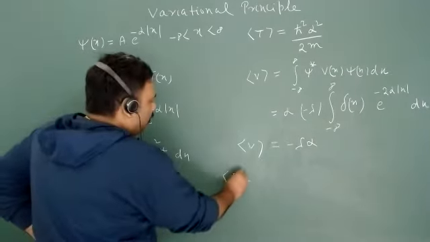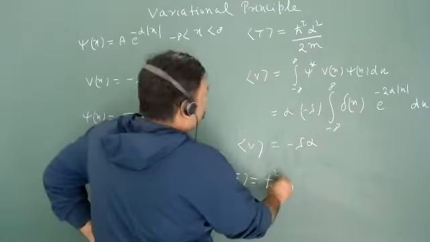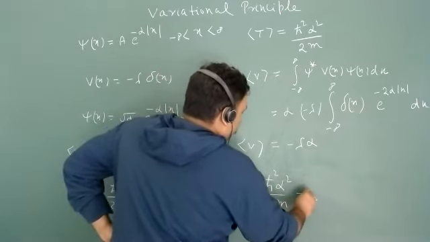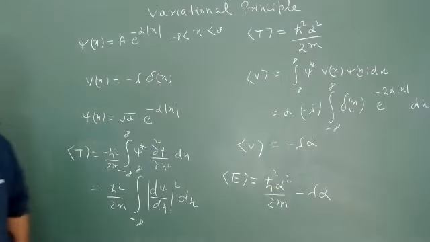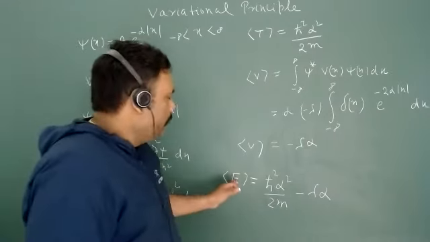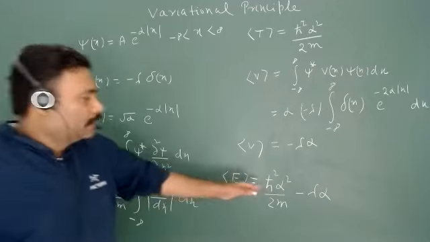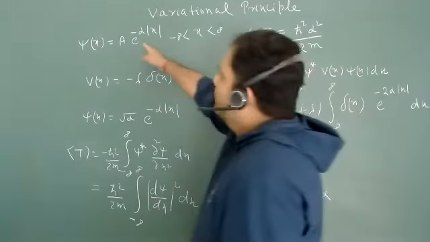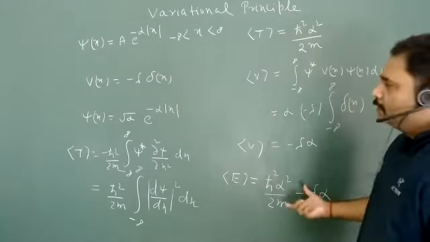Now we have to write the total energy. What is my total energy? My total energy E is equal to h cut square alpha square upon 2m minus lambda alpha. Now next step, what we have to do? The first task is that we write the expectation value of energy as a function of the parameter alpha, which is used in the wave function. So this is the most important thing. This is the first step.